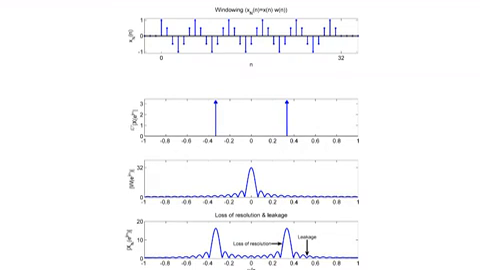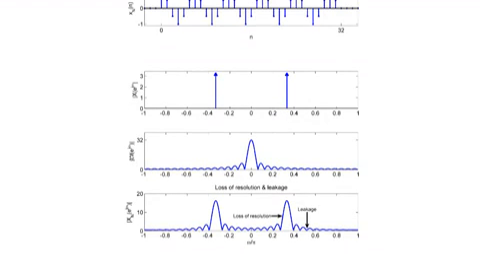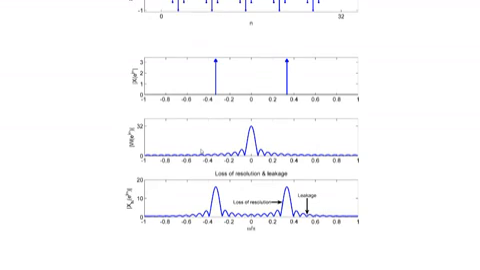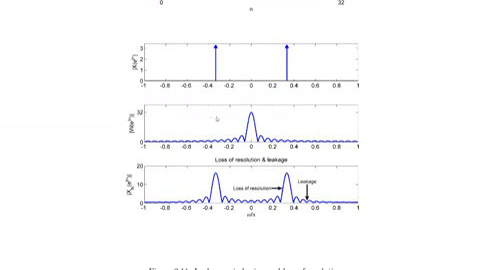Theoretical result, the spectrum of x, two impulses. The spectrum of W, here you see a sinc, because a pulse in the time domain will lead to a sinc in the frequency domain, and of course it is periodic. Here we have shown only one period.